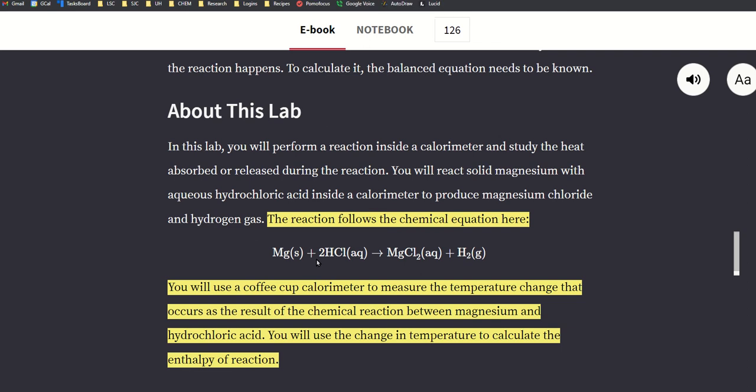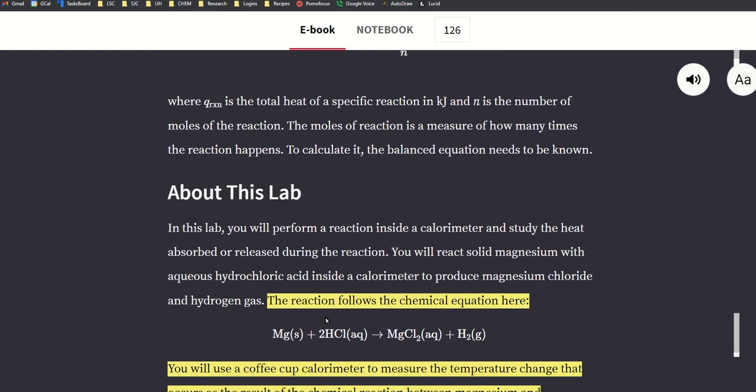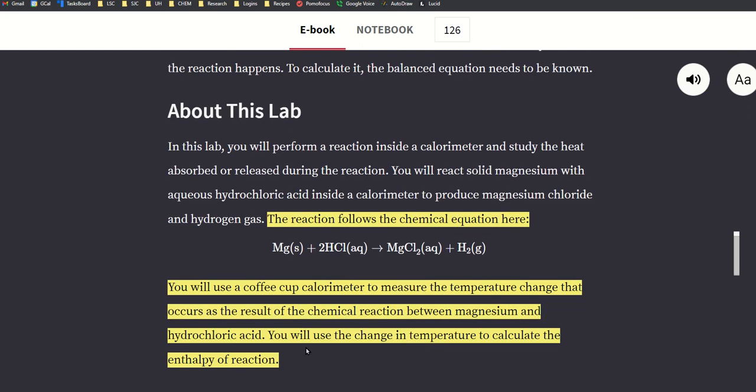So what you will be working with is magnesium, solid magnesium, with aqueous hydrochloric acid. And you are going to react them to form magnesium chloride and hydrogen gas. You're going to be using a very simple calorimeter, which is actually a coffee cup, to measure the temperature change that happens when this reaction occurs. And then you're going to use the change in temperature plus all the masses that you measure plus all the values that I mentioned up here, your specific heat of water, and then this calorimeter constant to calculate the overall enthalpy. That's your end goal.